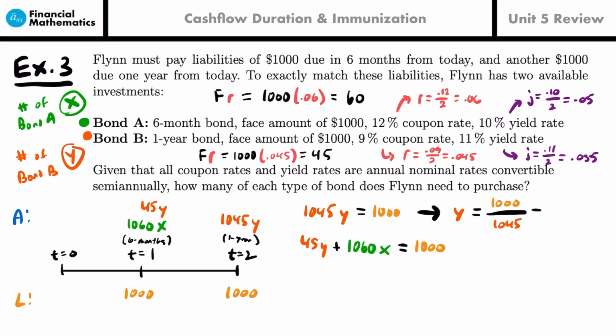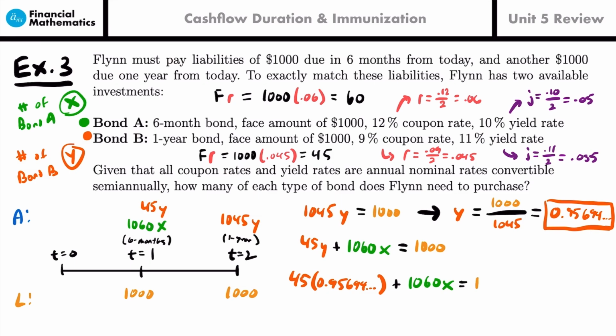And if you plug that into your calculator, you'll get that Y is equal to 0.95694 and some more decimals. That right there is the number of Bond B that Flynn would need to buy to exactly match his liabilities. So that's that value of Y. And now we can use that to help us solve for X. So if we plug this in for Y, we'll have 45 times 0.95694 and some more decimals plus 1,060 times X equal to 1,000.